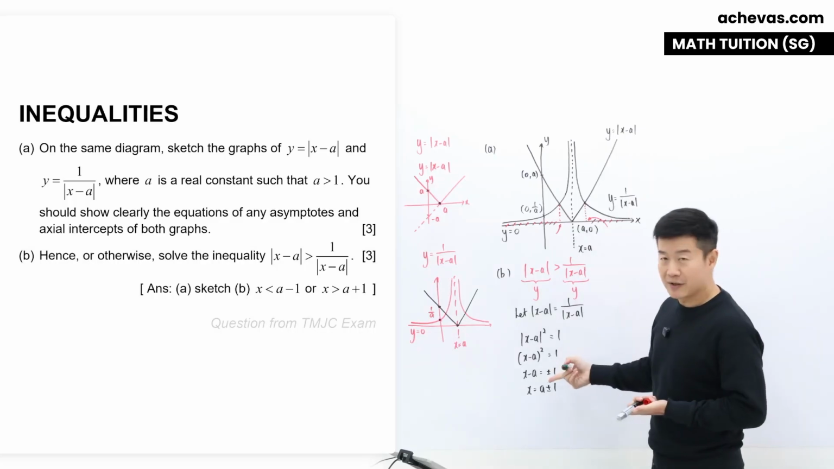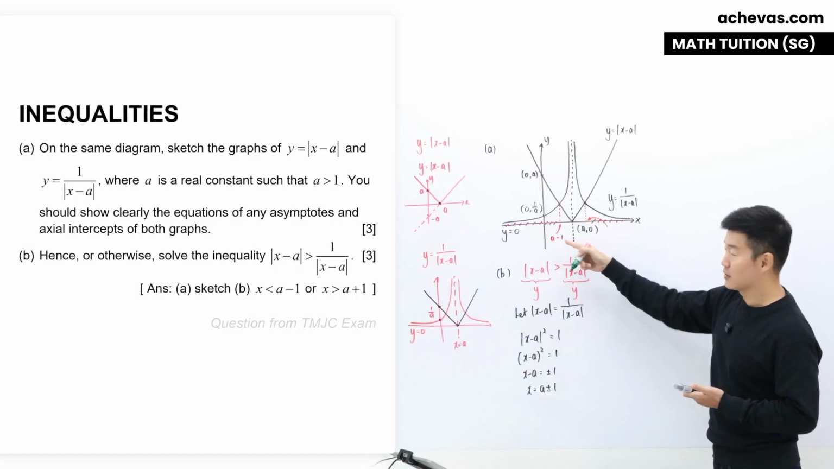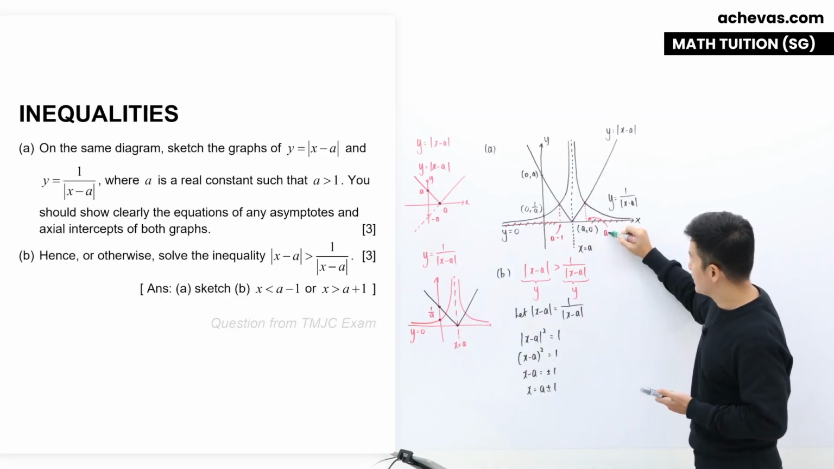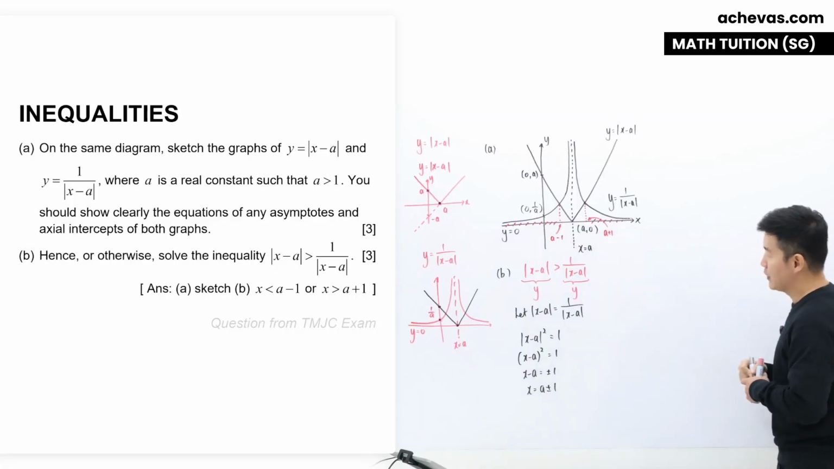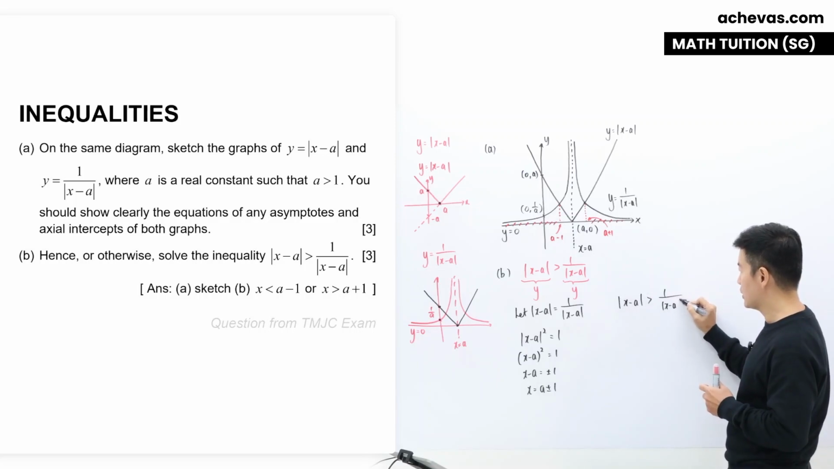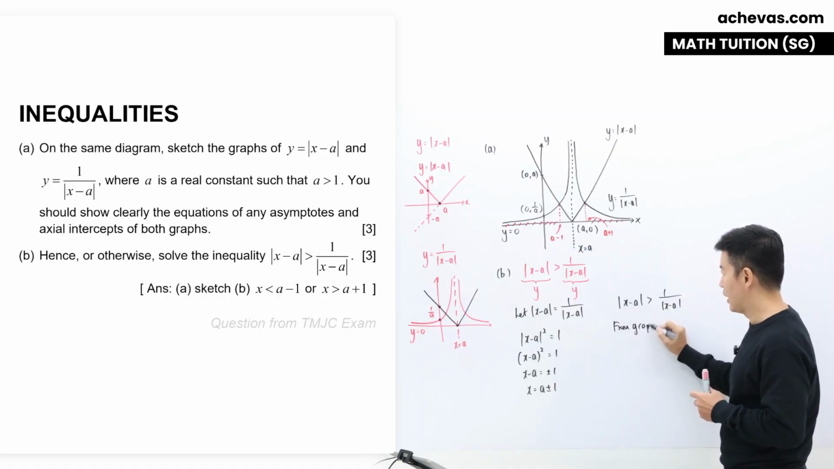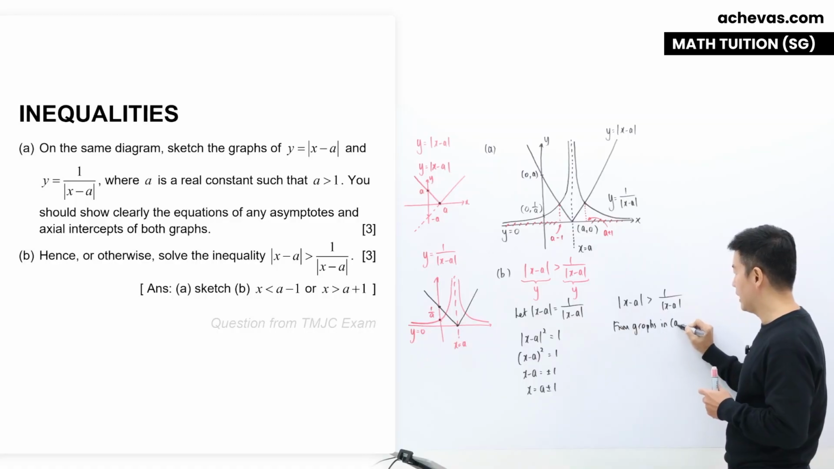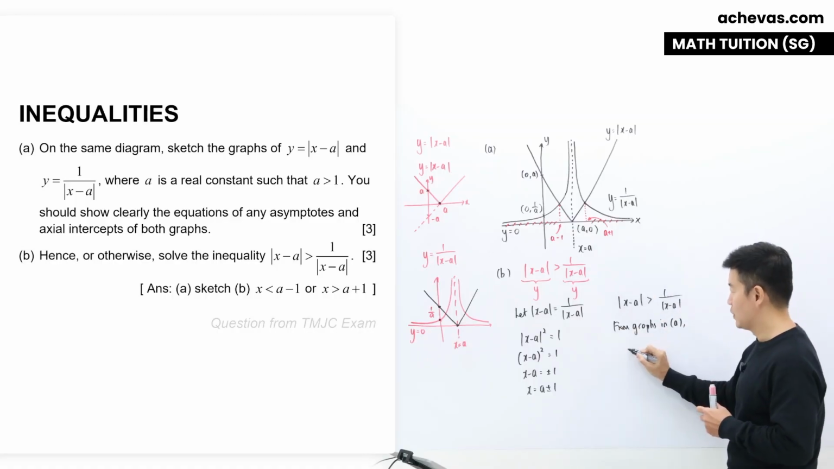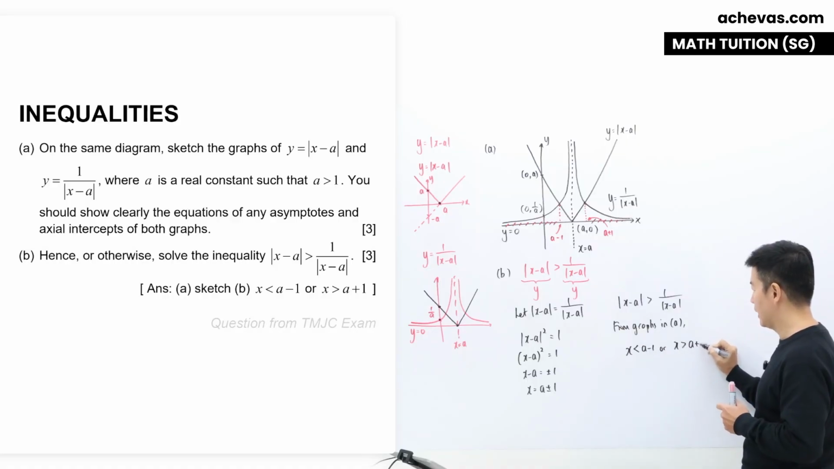And it is pretty obvious that a minus 1 is going to be the x coordinate of this point because it is smaller than a, and then this will be a plus 1. So with reference to this, now we are finally ready to solve the inequality the question is asking us for, looking at the graphs in part A. So looking at the graphs, we know that x must be strictly less than a minus 1, or x must be strictly bigger than a plus 1.